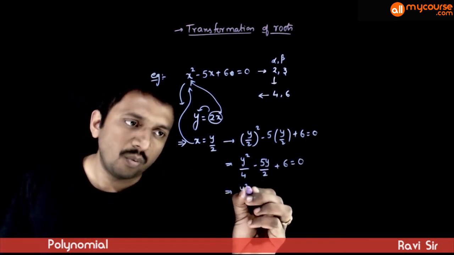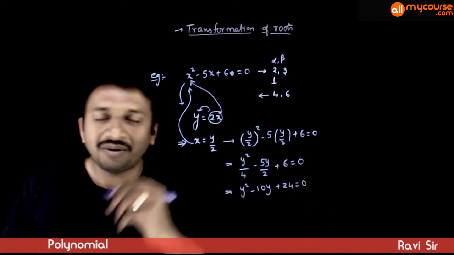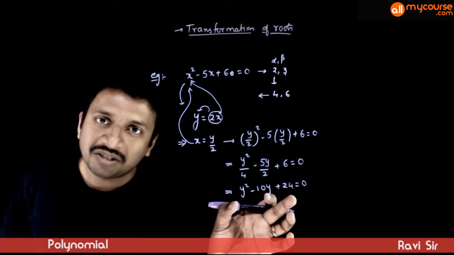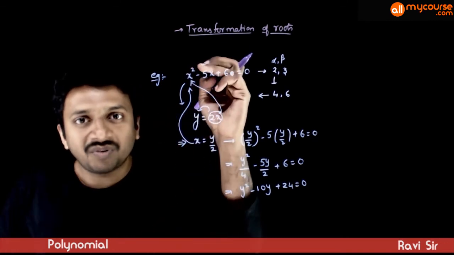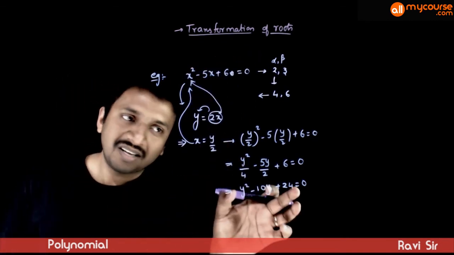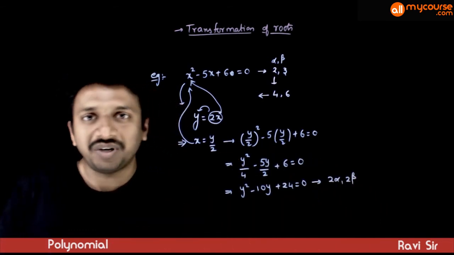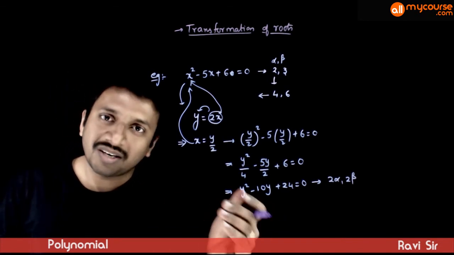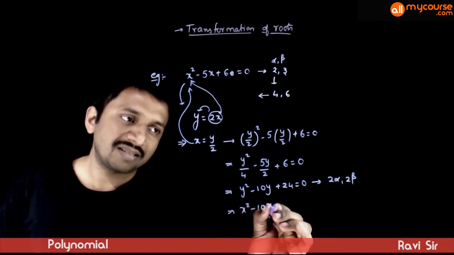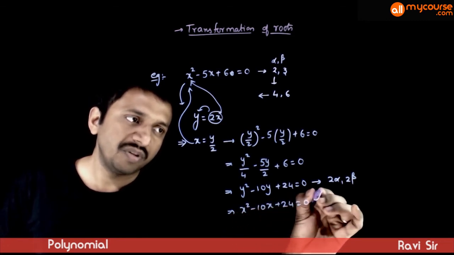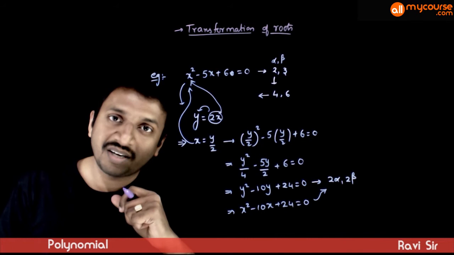This implies y square minus 10y plus 24 is equal to 0. So this is a quadratic condition which y satisfies, and y is nothing but 2 times the number which satisfies this equation. Hence, this is an equation whose roots are 2 alpha and 2 beta. So if you want an equation in x, finally you can put x in the place of y. So x square minus 10x plus 24 is equal to 0 is an equation whose roots are 2 times 2 and 2 times 3, that is 4 and 6.